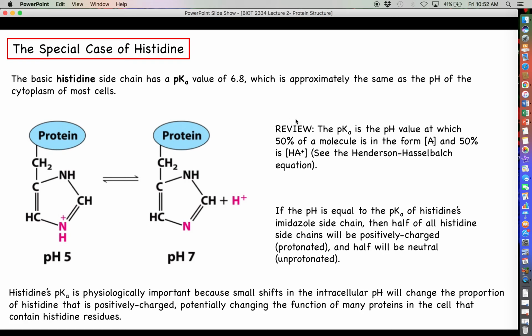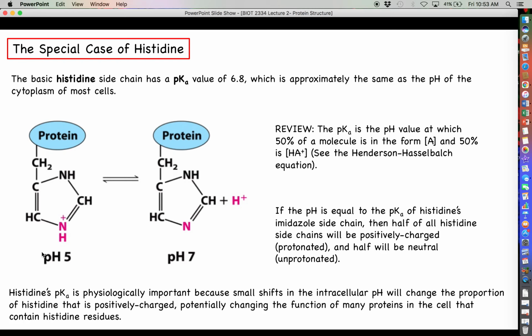So the reason why we bring this up, and we're going to have a whole lecture on this very concept of side chains becoming protonated and deprotonated later on in the semester, so there's not really any need to worry about it too much just now. But because histidine has a pKa that is so close to neutral pH, it means that if the pH is 7, or let's just say 6.8, of all the histidine side chains that we have in our protein, half of them are going to look like this, and half of them are going to look like this. So half of the side chains are positively charged, and half of them are neutral.